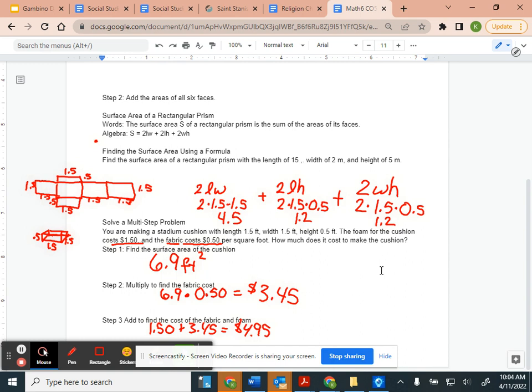Thumbs up, how we're feeling about surface area. Okay, a lot of us are feeling good. Some of us, there's a little shaky. I will be at the back table for my shakies, okay?